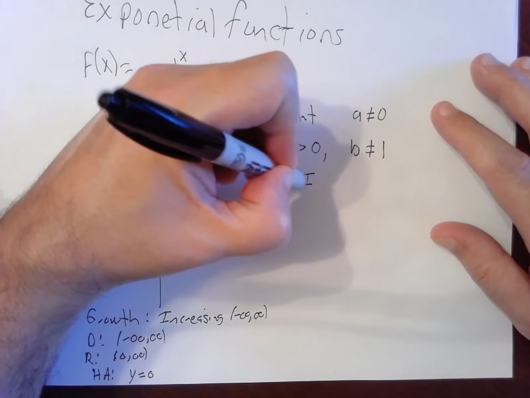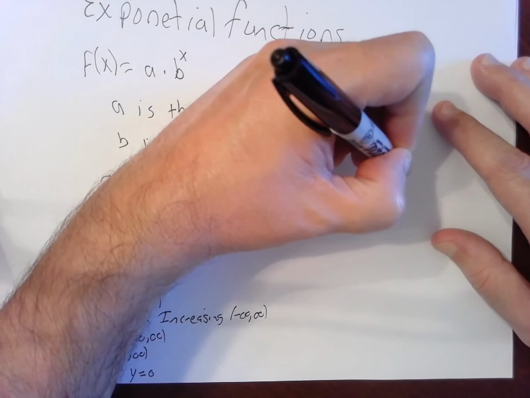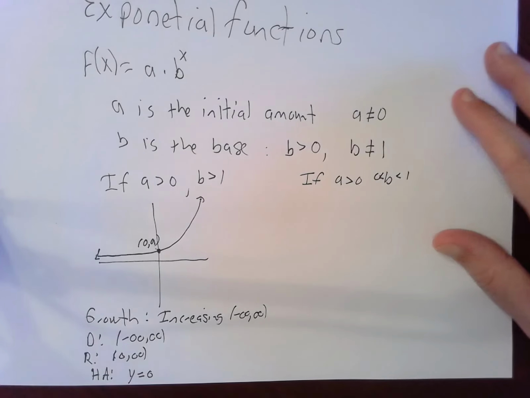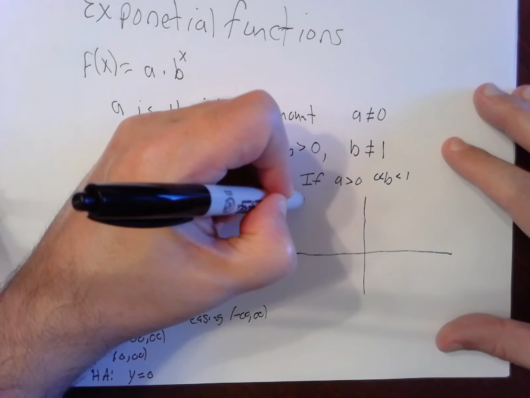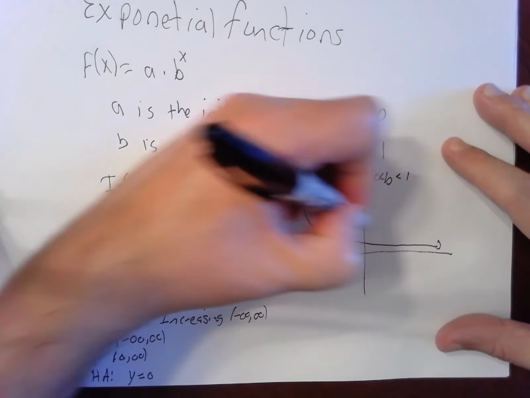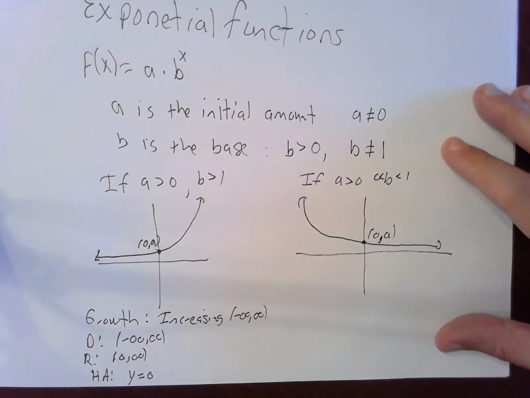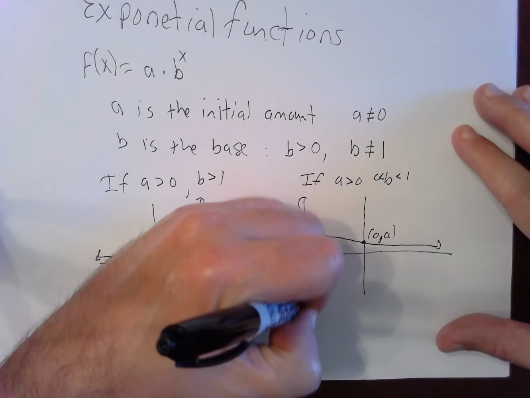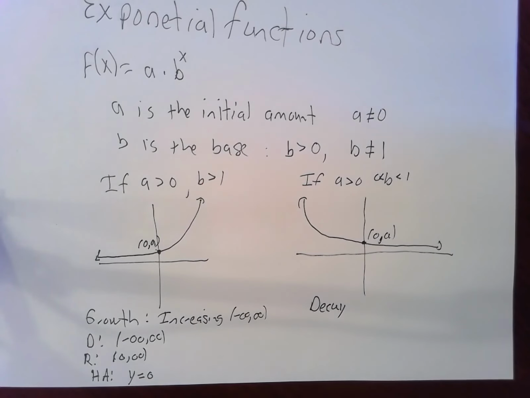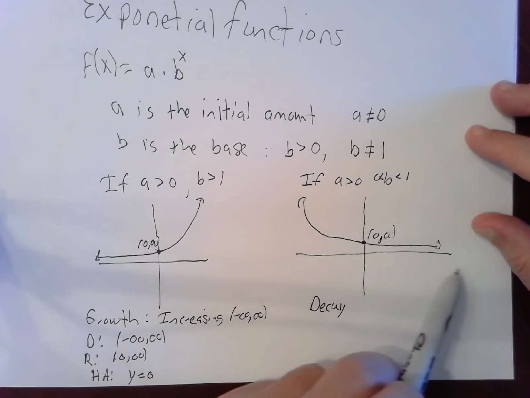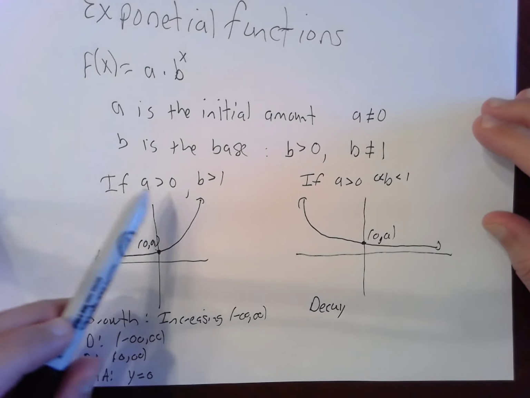If, on the other hand, a is positive, but b is between 0 and 1, if we have a b like 1/2, 1/3, then we get a graph that goes down, still passes through the point (0, a), the initial amount. We call this exponential decay. So, radioactive substances follow exponential decay. Bacteria in a petri dish, any kind of population will follow exponential growth.